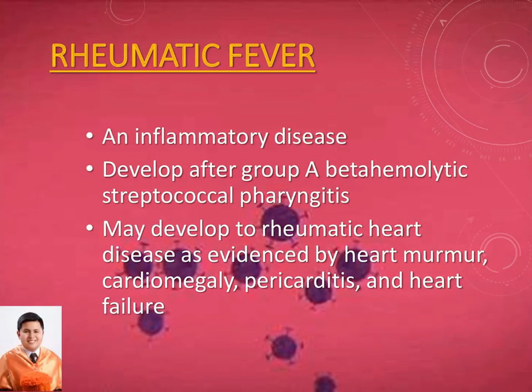Let us now focus our attention to the different conditions related to inflammation and immunology. First, we have rheumatic fever. This condition is considered an autoimmune inflammatory process which usually develops secondary to a sequence of streptococcal infection, specifically from a group A beta hemolytic streptococcus.